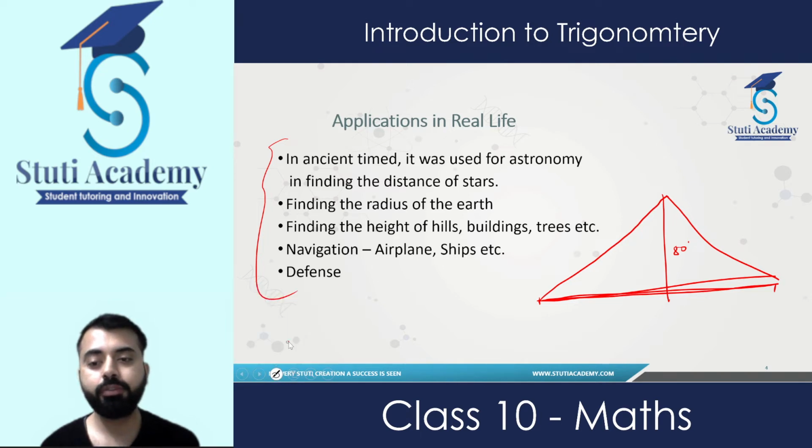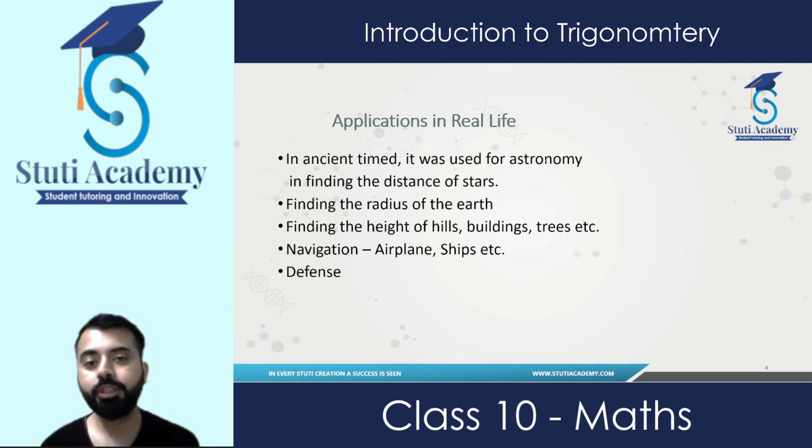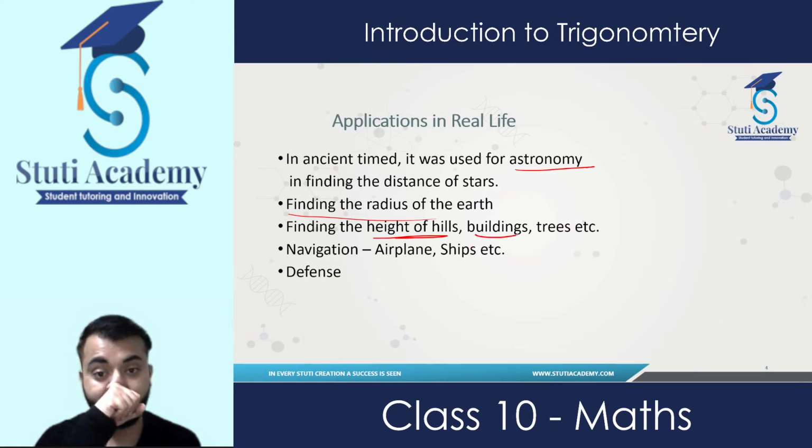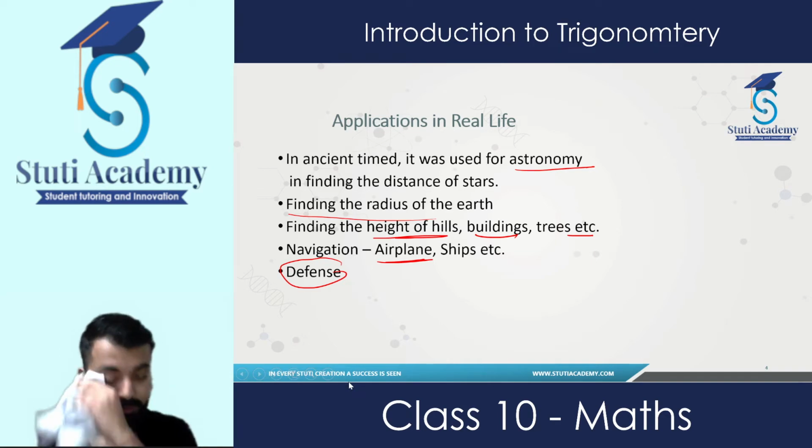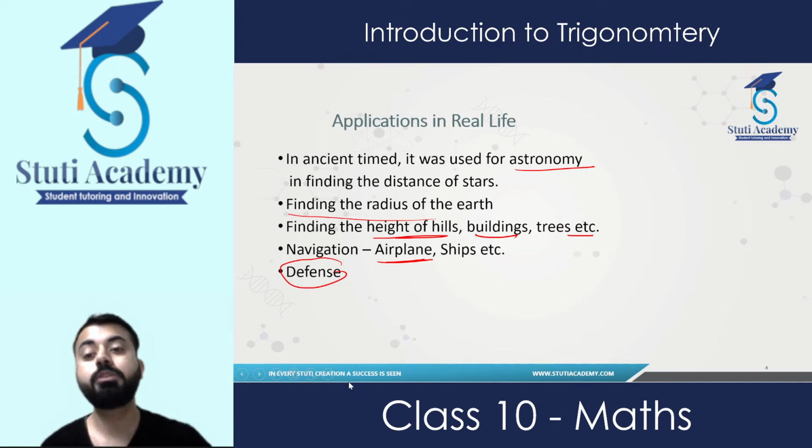Just remember this, where we can use them: in astronomy. That means calculating the distance of stars and planets. We can use this to find radius of earth also. We can use it to find the height of hills, buildings and trees, etc. We can navigate planes where they have to go. We can pinpoint the locations. We can use them even in defense systems. That means we can have laser guided missiles, anything like that. So let's see if this is the case, how actually are we going to use it.